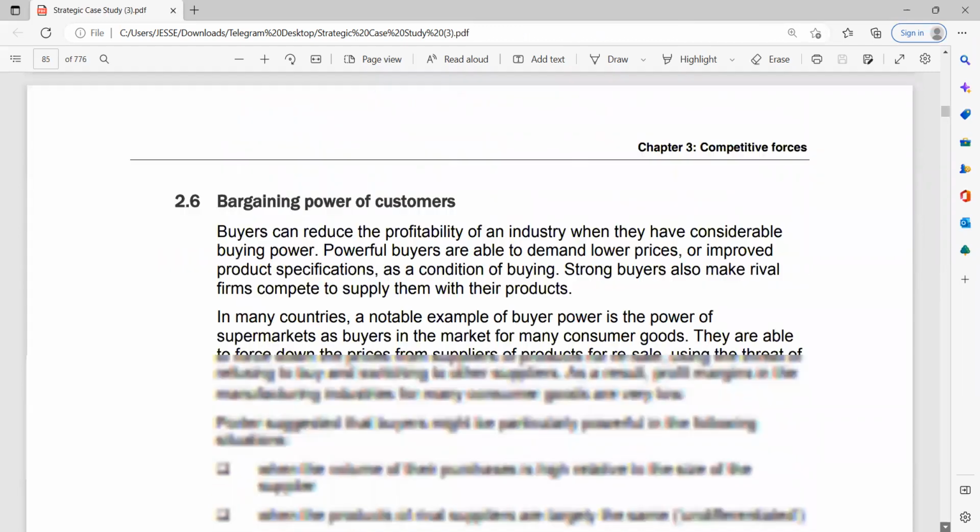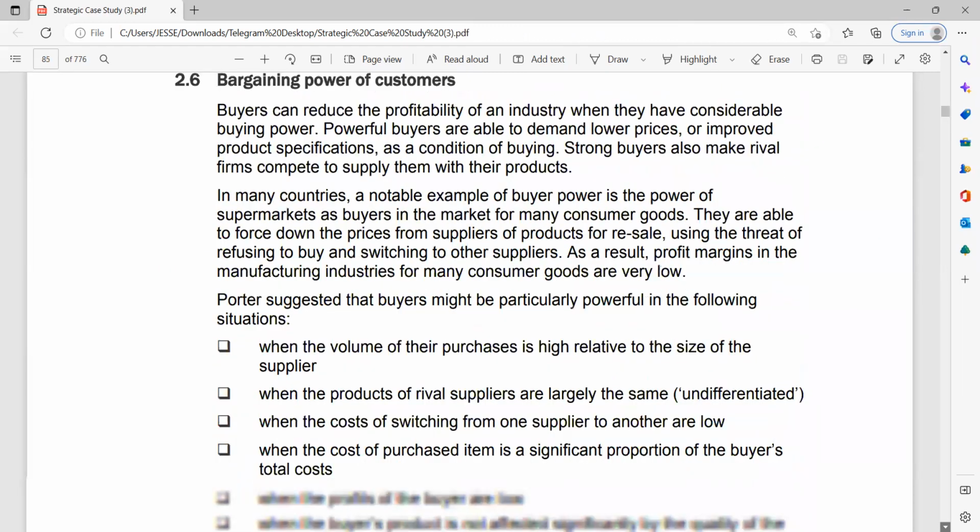Very, very important. Then you also have bargaining power of customers. Buyers can also reduce the profitability of an industry when they have considerable buying power. So if customers have a lot of power, what will happen? It means that they can drive prices low. So they're able to demand lower prices.